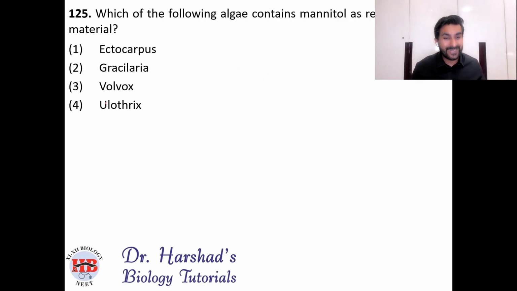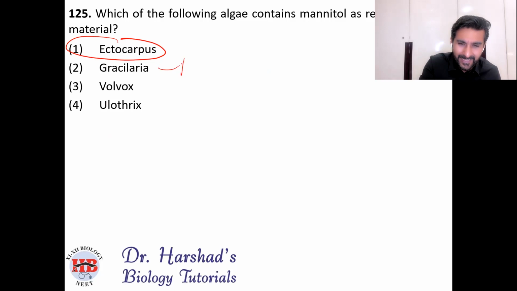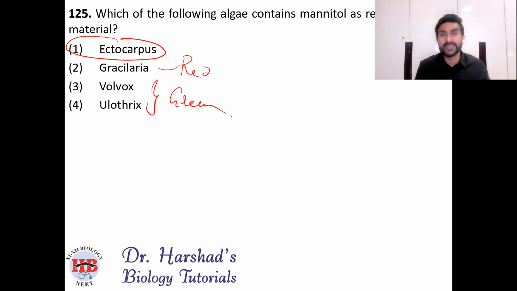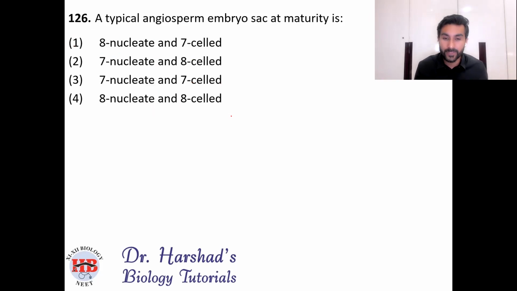Which of the following algae contains mannitol? Now, if you remember, mannitol is something which is found in brown algae. Out of these options, the brown alga is Ectocarpus. So our answer in this case would be Ectocarpus. You should know that Gracilaria is an example of red algae. Volvox and Ulothrix are examples of green algae. Since they have asked you about mannitol, which is a feature found in brown algae, our answer would be option number 1. Again, a straightforward question which has been asked so many times in so many papers.